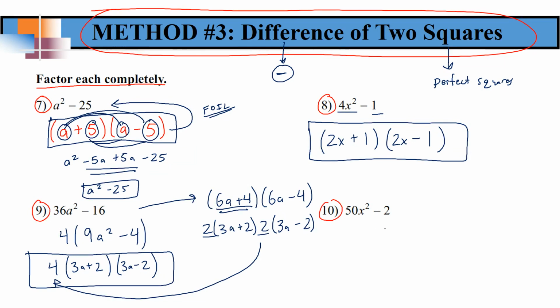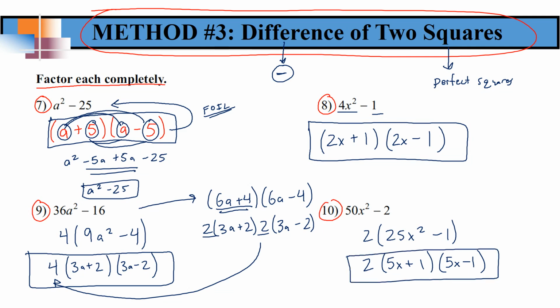In number 10, you can definitely tell you should factor out a greatest common factor because 50 and 2 aren't perfect squares. Let's factor out a 2. Leaving us with 25x squared minus 1. And now I can see 25 and 1 are perfect squares. So we're going to factor this out. The square root of 25 is 5, so that's 5x and 5x. Square root of 1 is 1. And we have a plus here and a minus here. Here's our fully factored form.